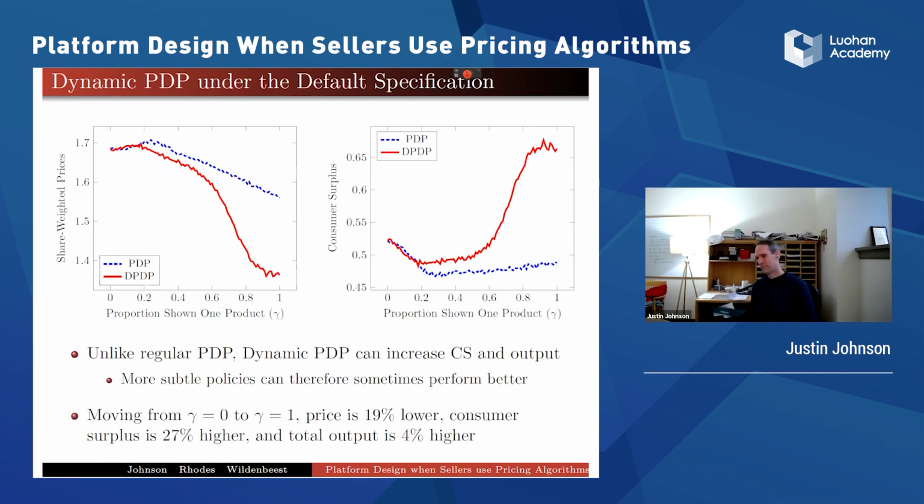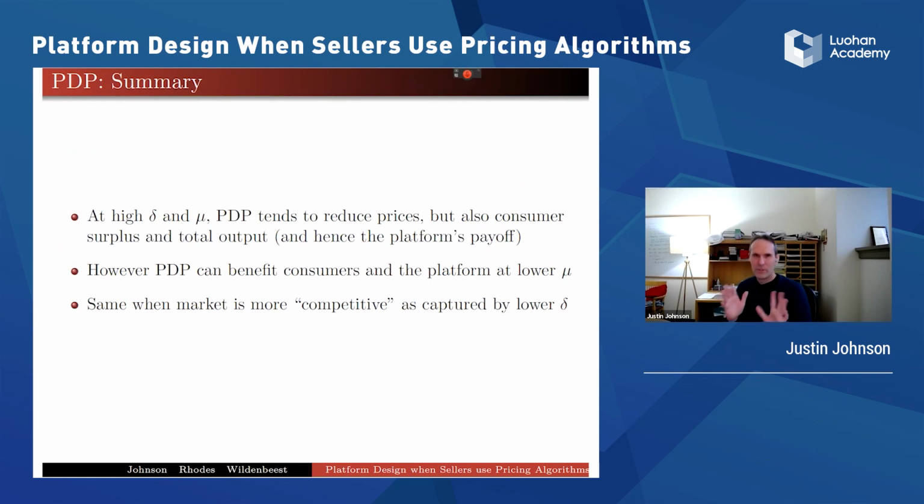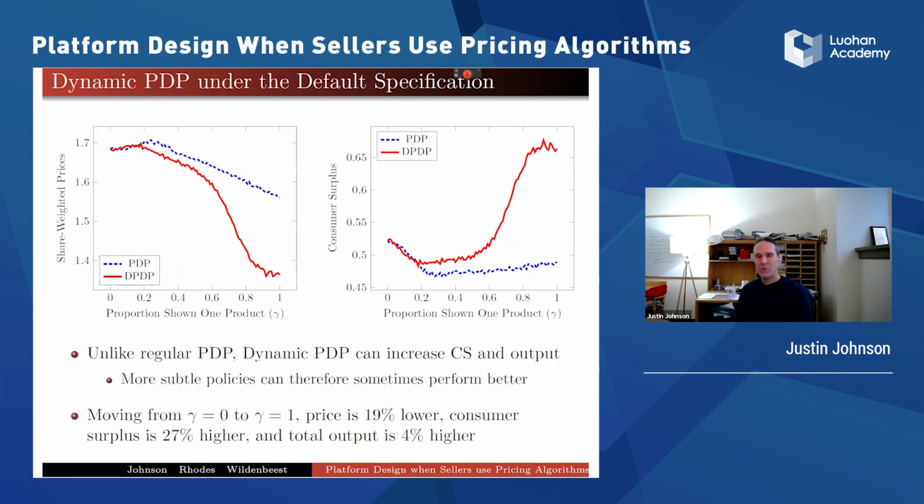So actually, I should show this. This is what we've learned so far, which is basically that PDP sometimes works, but sometimes it doesn't. Sometimes it actually hurts consumers, and it tends to hurt consumers when delta is pretty high, and when differentiation is pretty high. So we don't like that.